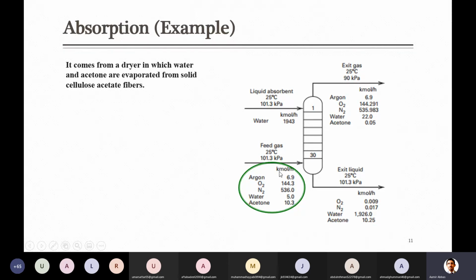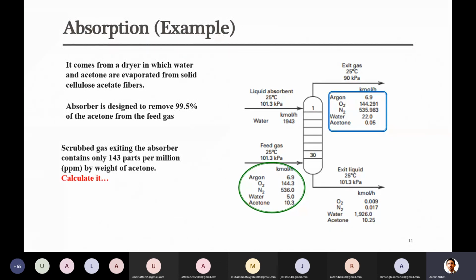So in this case, for removal of some of the components of the air, we are bringing in some liquid, and that liquid is the liquid absorbent, and that is simple water. Here, by the way, flow rates are given for your understanding. So the water here has the affinity that it can remove 99.5% of the acetone which is entering, which for example here is 10.3 kilomole per hour. So out of this, 99.5% is removed, and only 0.5% is leaving with the exit gas.